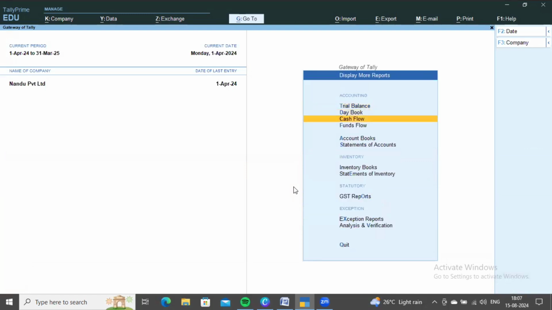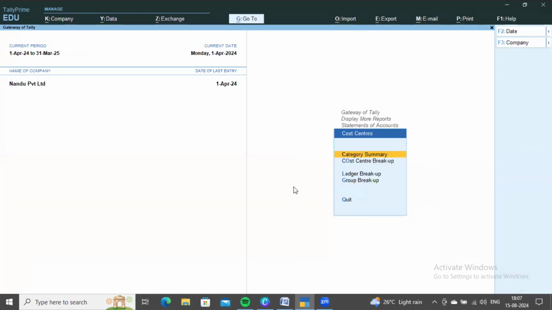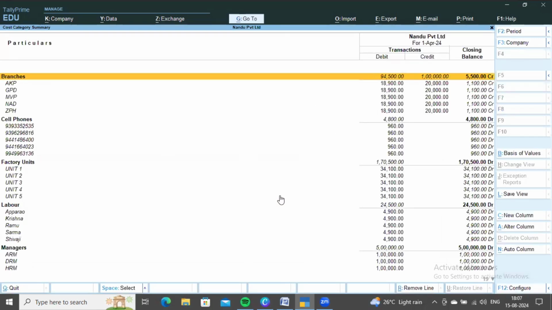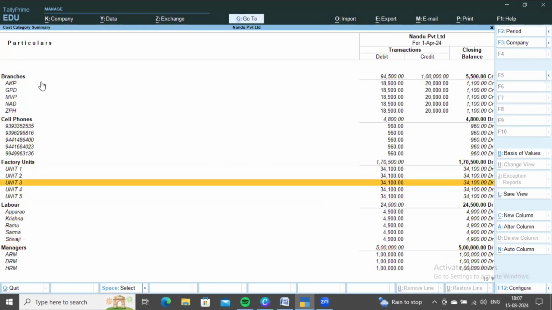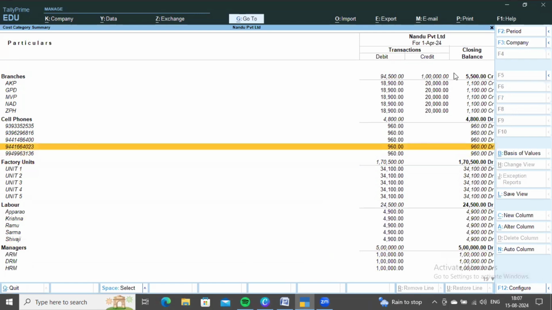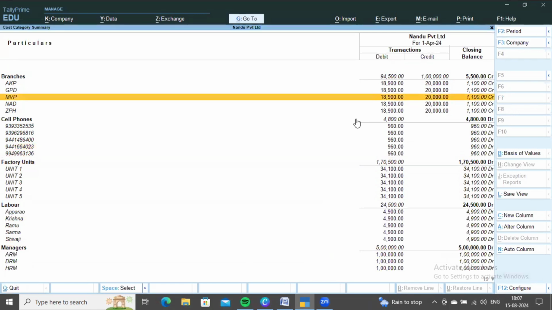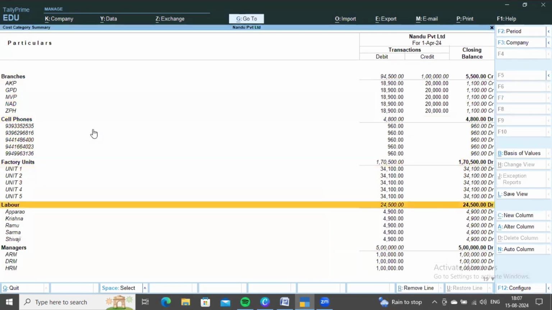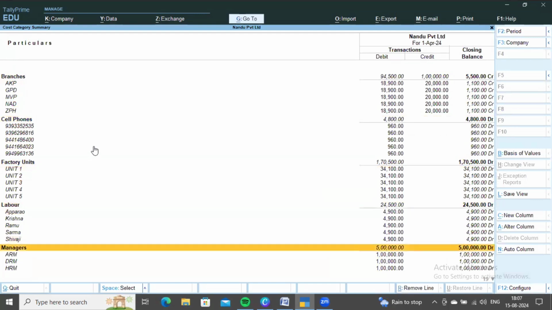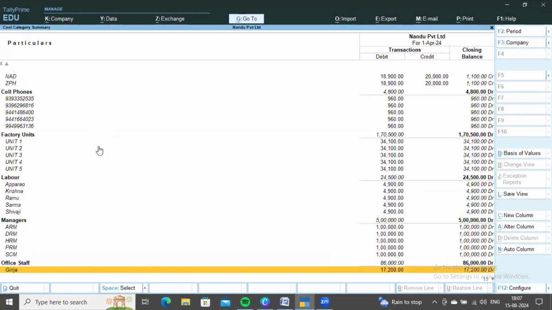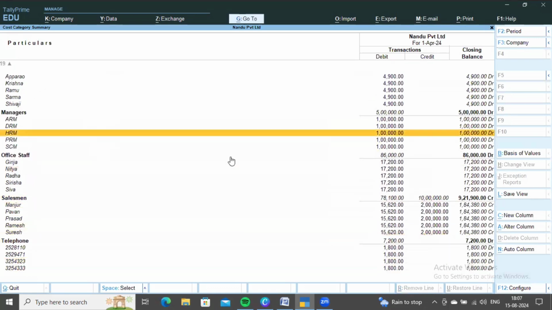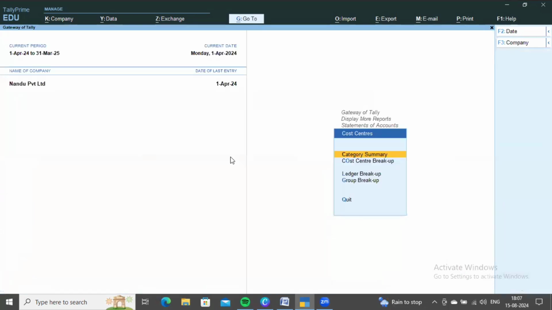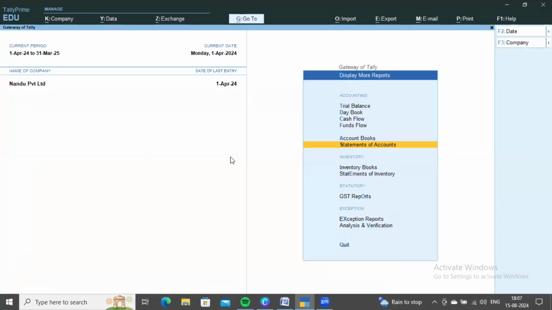Now go to display more reports, statement of accounts, and go to cost centers, category summary. And you can view the summary of each cost center and cost category. Under branches, here debit and credit and the closing balance. And cell phones means how much cost has been assigned to a particular category. Next, salesman, telephone, that's it.